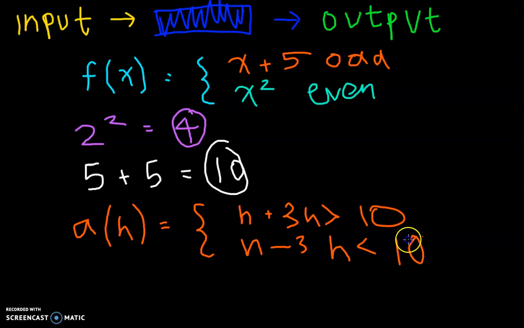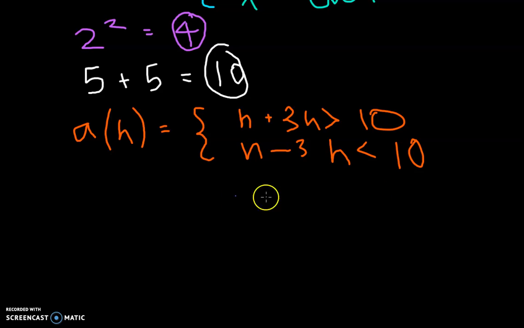Okay, so let's put our input as 9. So 9 is less than 10. So we'll do h minus 3. So 9 minus 3. 9 minus 3 is equal to 6. 6 is our output. Our input was 9, whatever it did was minus 3, and our output was 6.